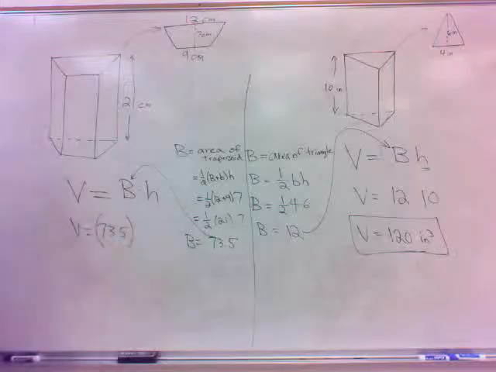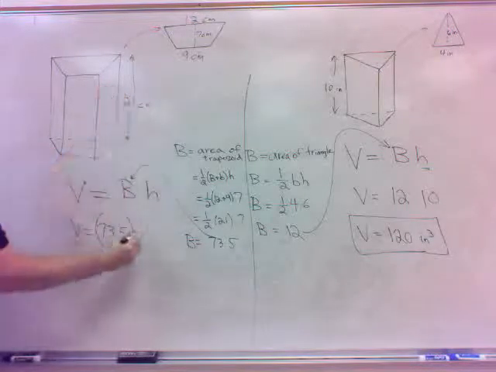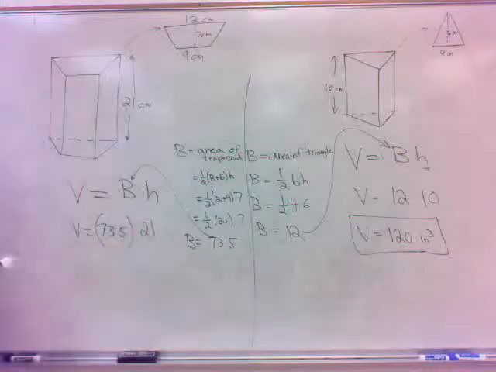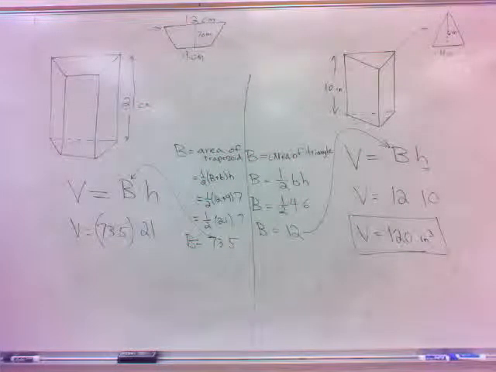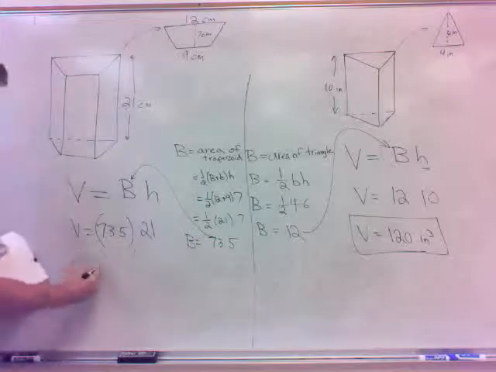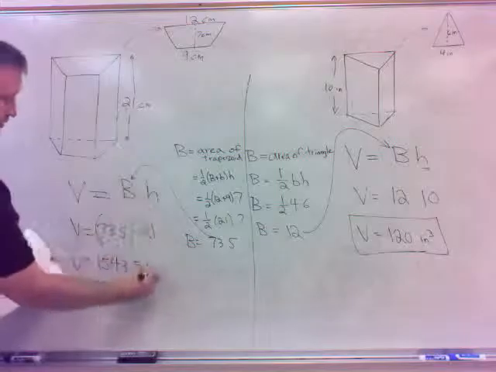Now, the height, again, we're talking height of the prism, 21. 21 from the picture there. All right, so multiply the 73.5 times 21. It's 1543.5. And that would be centimeters cubed.